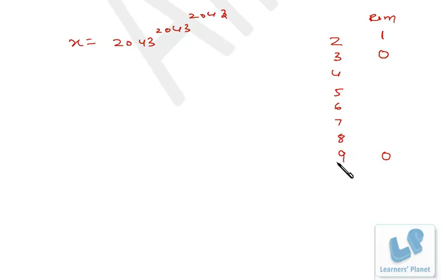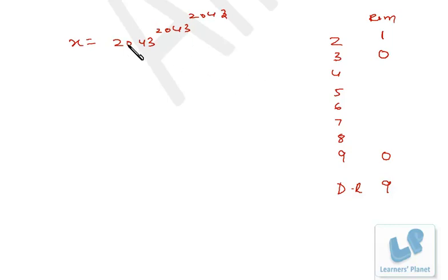Listen to me carefully once again. In the last session I asked you to find out the digital root, that is, if you expand this number and sum up all the digits till you get a single digit, what that digit will be. So precisely I was asking what is the digital root of x. Since this number 2043 raised to this is divisible by 9, that means the digital root will be 9 only. Divisible by 9, remainder is 0, that's why the digital root is 9.